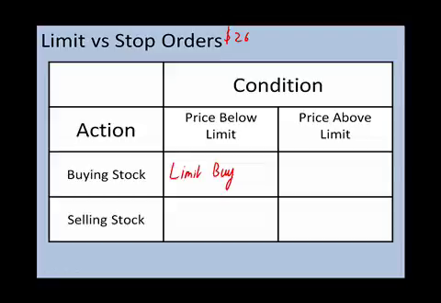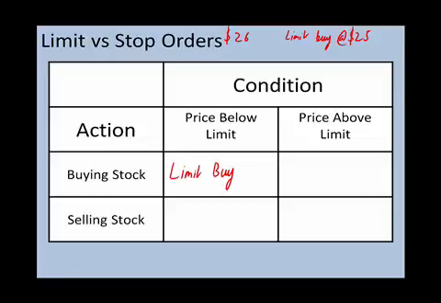So if we think about our example where the stock is trading at $26, the limit buy says that the price must fall below a certain limit before we buy. So a limit buy might be placed at $25. This would mean that if the price fell to $25, you would buy the stock.